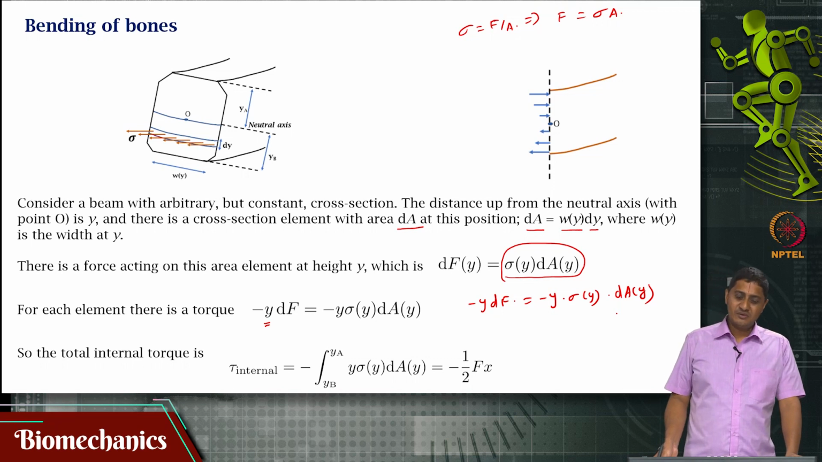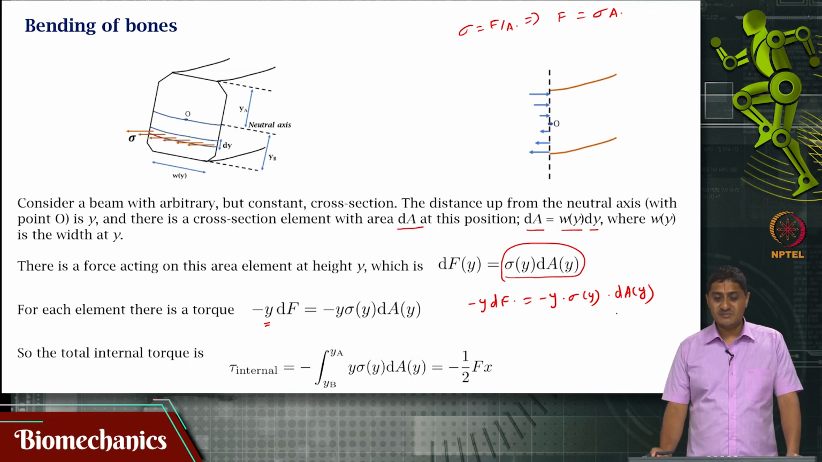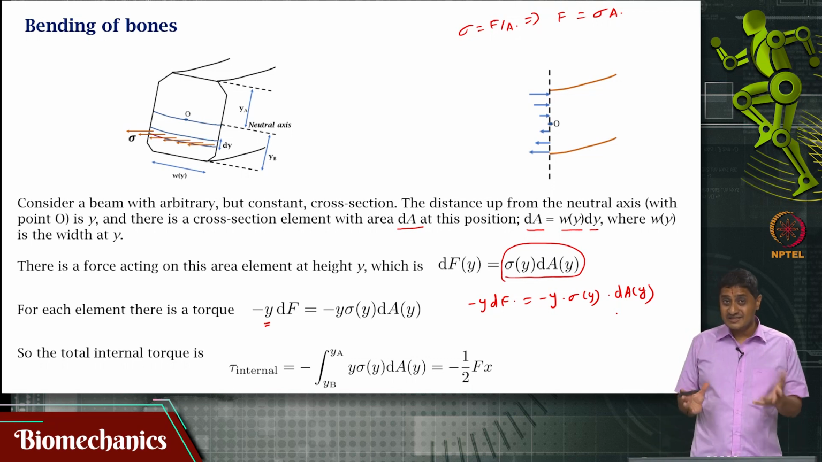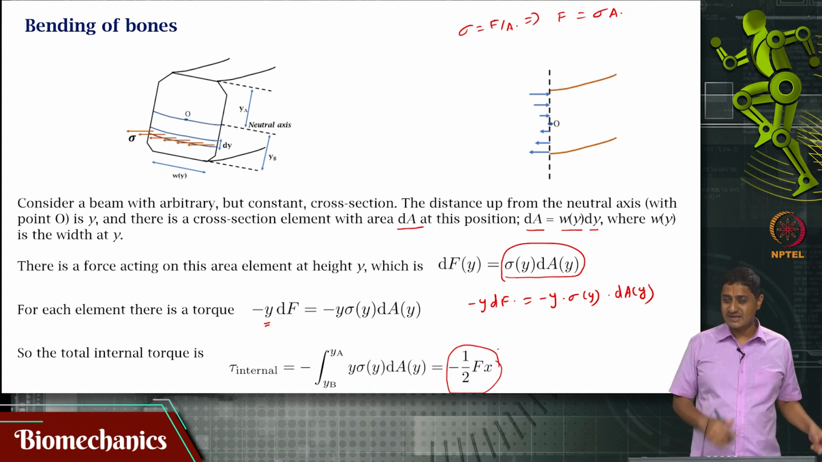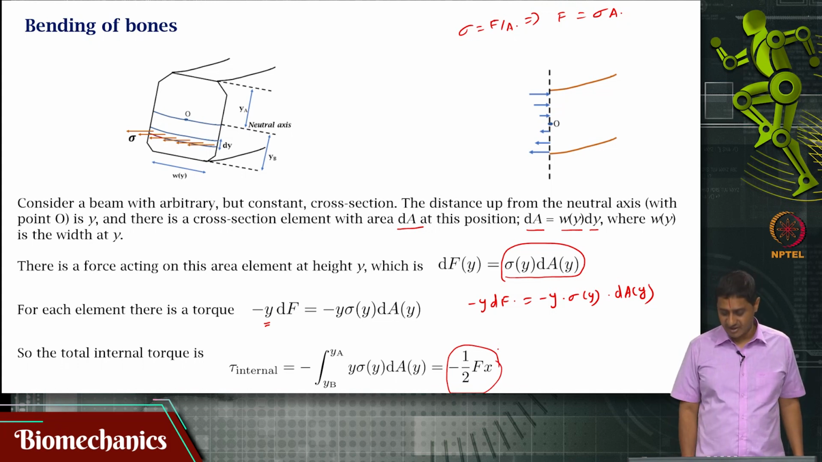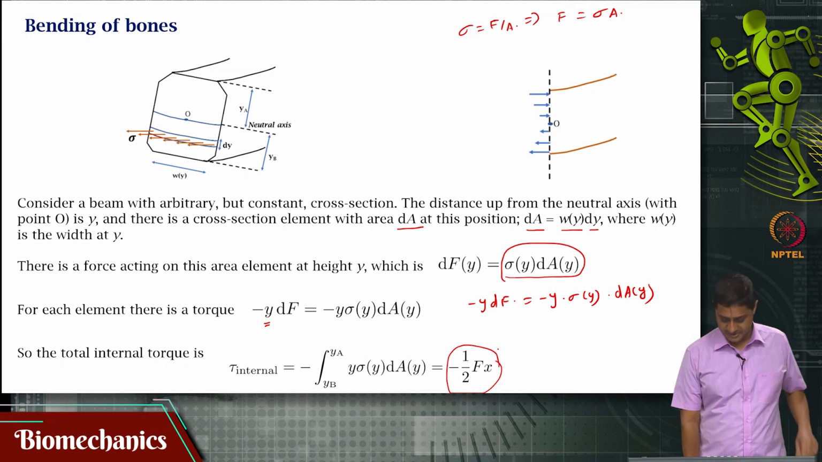So, essentially if I want to find this total internal torque, I will have to integrate it between the 2 points of interest, some points A and B. That will give me y times sigma of y dA of y, and I know that this value is half Fx. How do I know this? From my analysis of statics, I know that this is Fx by 2. I have already done that part.